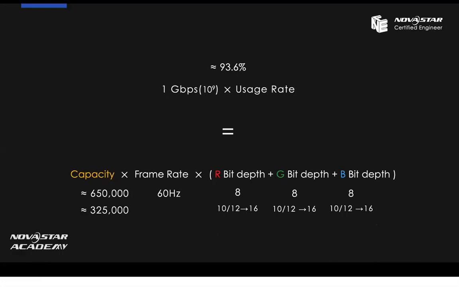I'll give you the reason. It is because 1 byte is equal to 8 bits. When your color depth is more than 8 bits, it will occupy another byte, so we calculate it as 16 bit. If you use 10 bit or 12 bit, that's the same as 16 bit. That's why your capacity will be cut down by half. I guess you already get it, so let's move on.